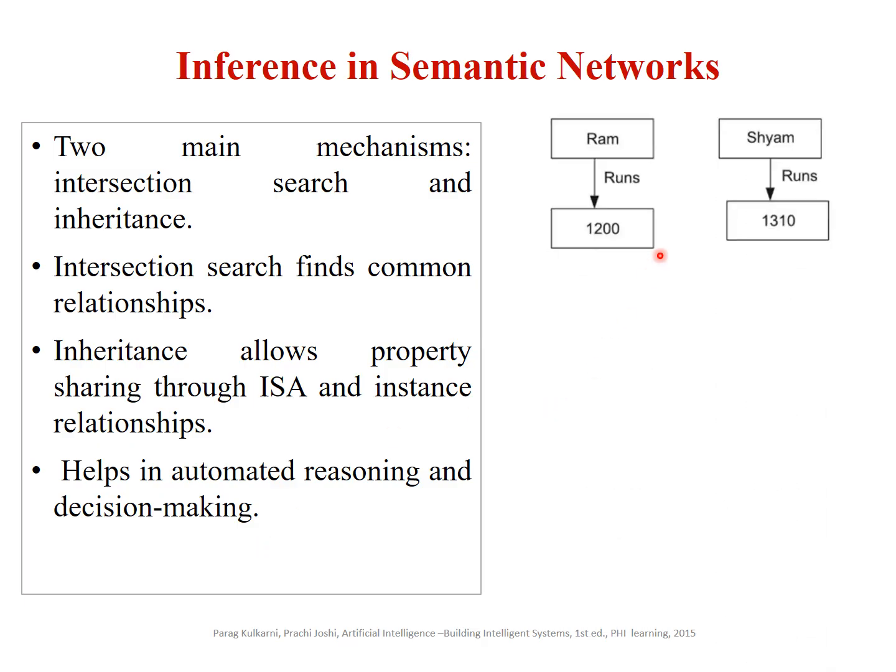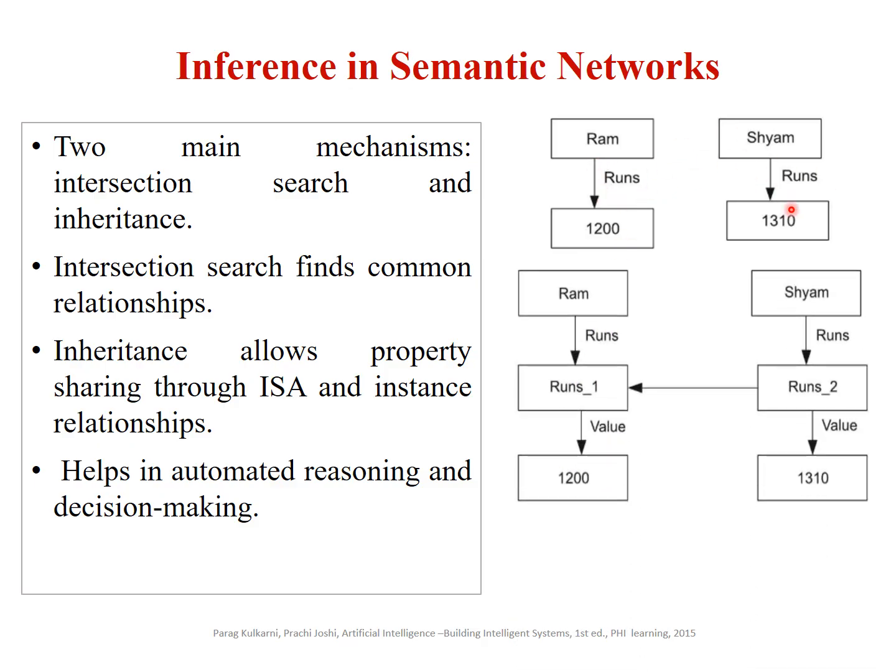For example, here we could see it talks about two persons, Ram and Shyam, and what runs they have. Now, this is a semantic network. Here we have added runs 1 and runs 2, which are used to specify the value. How many runs has Ram scored and what is the value? In this semantic network, the arrow between runs 1 and runs 2 is the comparison of the runs. So this is the inference in semantic networks.